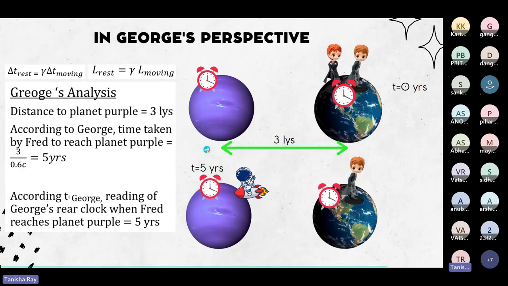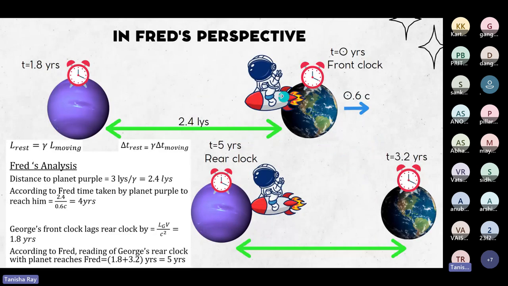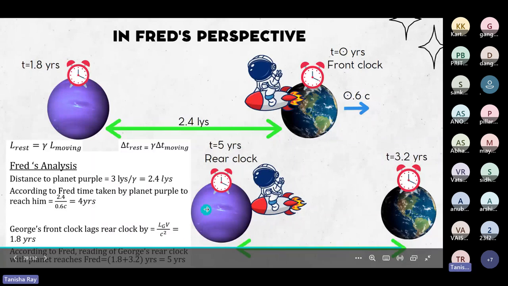But now if we try looking at it from Fred's perspective, things are kind of mysterious. Why? Let's have a look at it. So in Fred's frame, it is Fred who is at rest. And we have this Earth and the purple planet at some distance. And it is this entire system, with George standing on planet Earth, which is moving, sliding away with this 0.6c velocity until Fred strikes the planet.